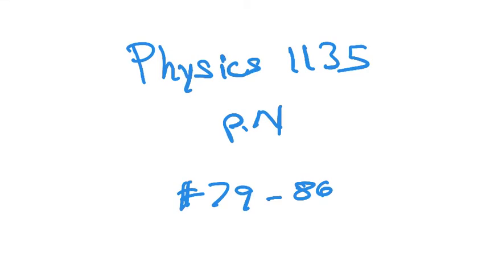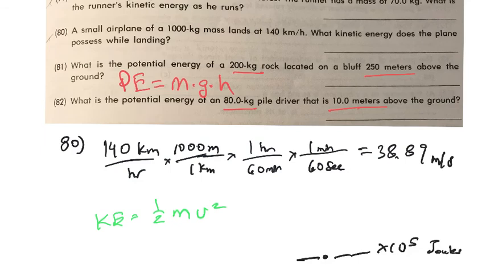This video will give you some tips for solving the problems 79 through 86 on page N of 1135. First of all, let's look at number 79. We have a runner who runs a race, and we know it's 1,500 meters, and we know that it's 4 minutes, and we have his mass. We're supposed to find kinetic energy.